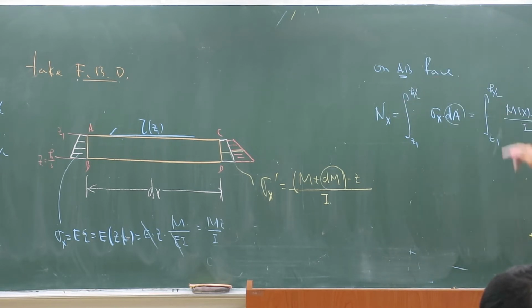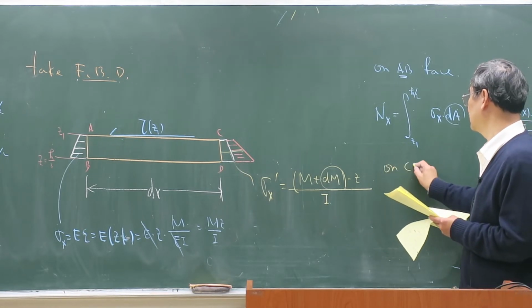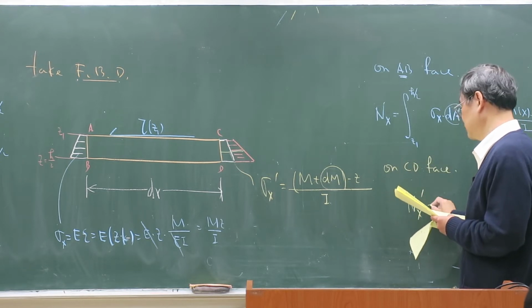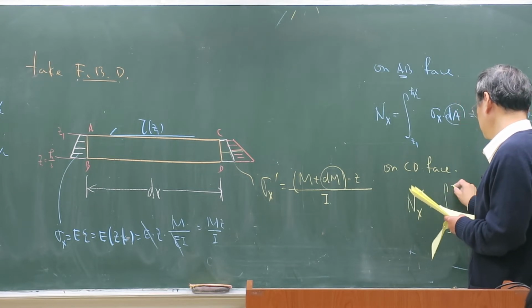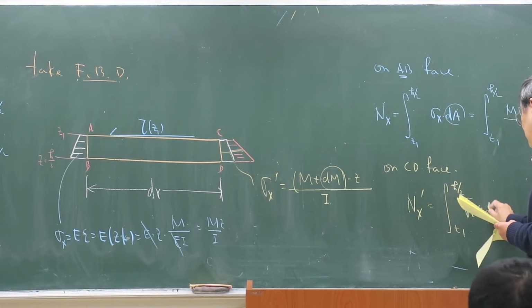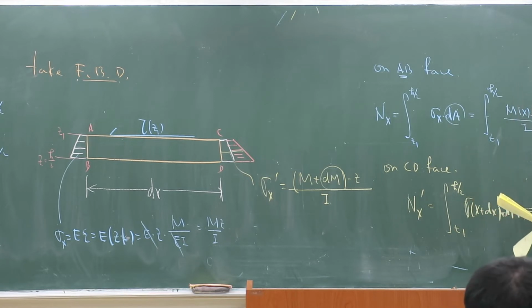Okay, half h. And the Nx prime on CD, the axial force, is equal to the integral from z1 to half h of sigma at x plus dx times dA, and that will be the integral from z1 to half h of (M plus dM) over I times z times dA. Okay.